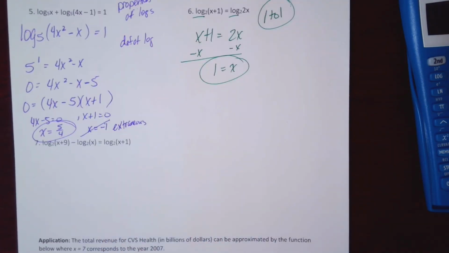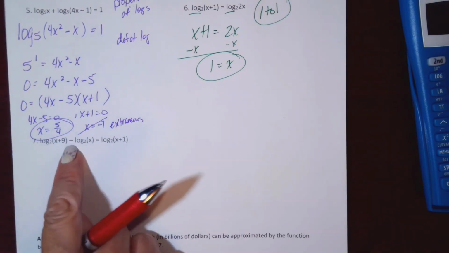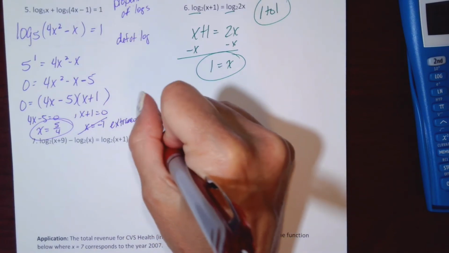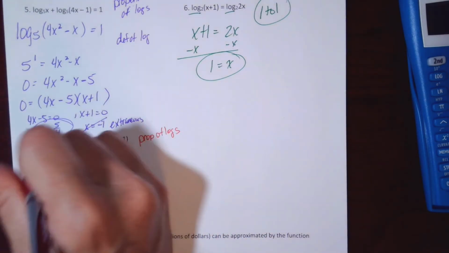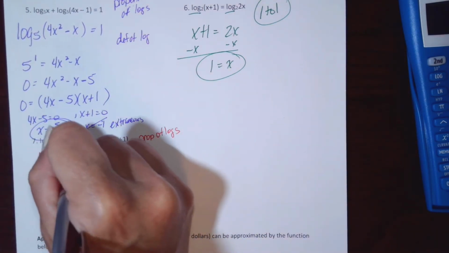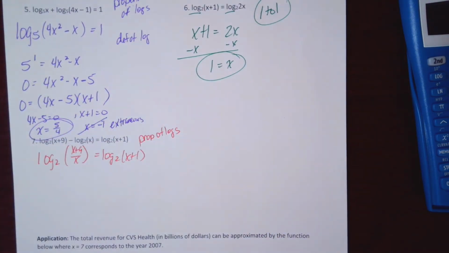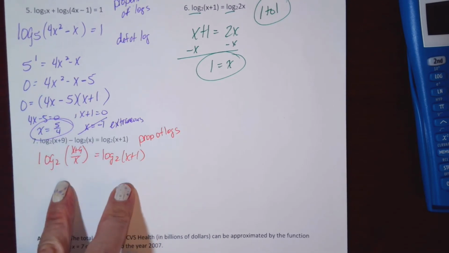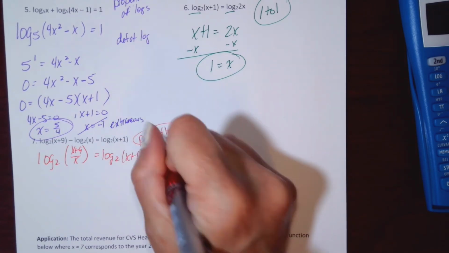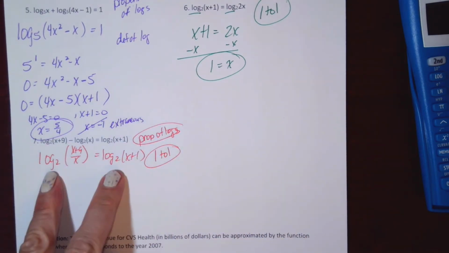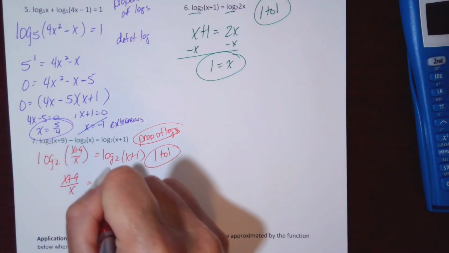And one last equation to work through. Again, I've got two log statements on the left. Subtract, so I'm going to use my properties of logarithms. Subtraction pairs with division. So I've got log base 2 of x plus 9 over x equals log base 2 of x plus 1. And now I have a single log statement on each side. They have the same base, so now I can use my one-to-one property. One-to-one property says if the logs have the same base, then the arguments are equal. So x plus 9 over x equals x plus 1.